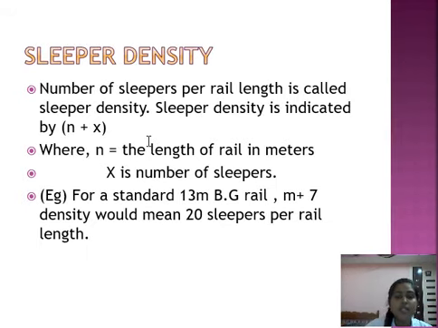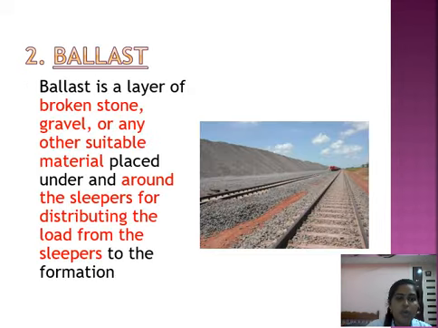So the sleeper density is indicated by the formula n plus x. So what is n? The length of the rail in meters. And x is the number of sleepers. So for example, for a standard 13-meter broad gauge rail, n plus 7 is the density, which would be 20 sleepers per rail length. That is 13 plus number of sleepers 7 is equal to 20. So the next component of the railway track is ballast.